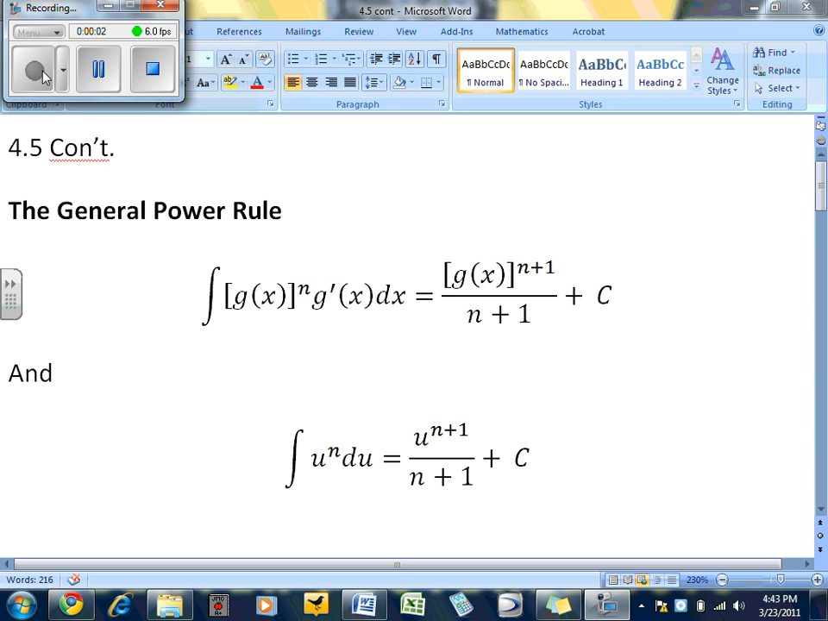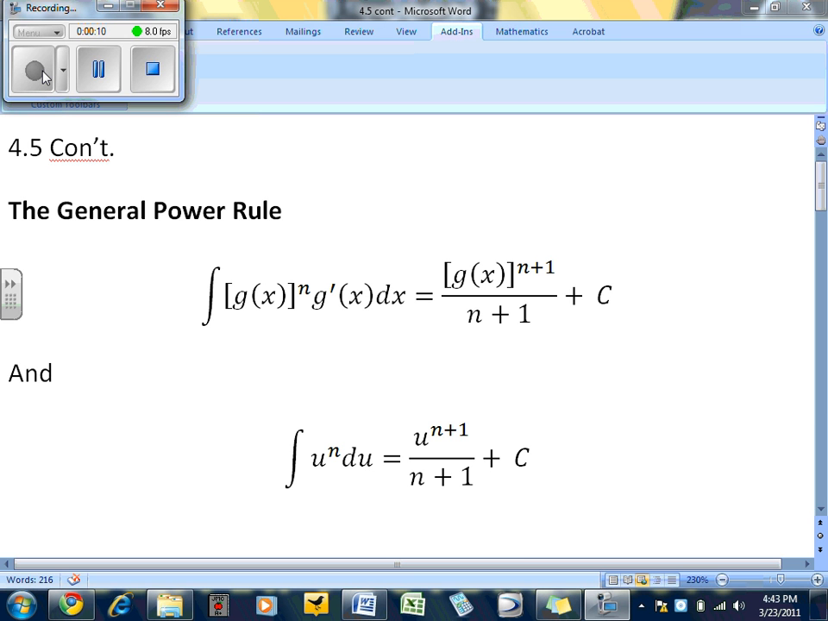Okay, continuing on with chapter 4, section 5. Here's a general definition for what we have been doing this entire time. The general power rule, a formal definition of what that is, and it's just what we've been doing this entire time.